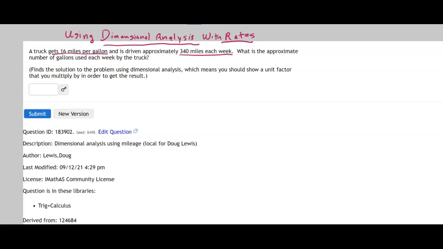And so 16 miles per gallon can be written as a rate in this way, 16 miles over 1 gallon, that's as a rate. Or you could actually use 1 gallon per or every 16 miles. Now 340 miles each week really means 340 miles per week, or 1 week. Or you could say that's 1 week, 340 miles, for the pickup mileage.